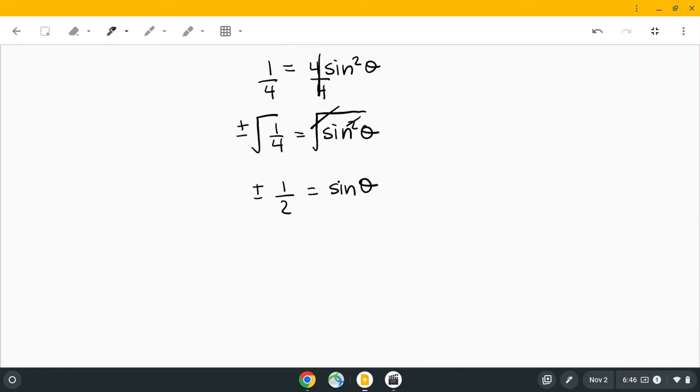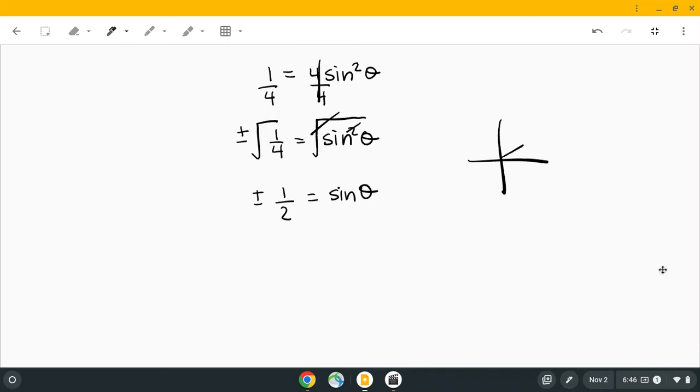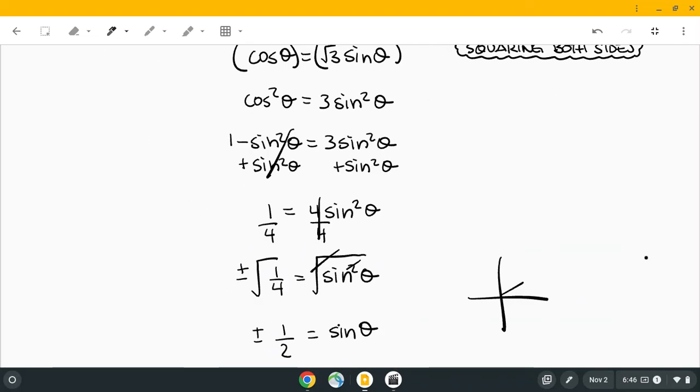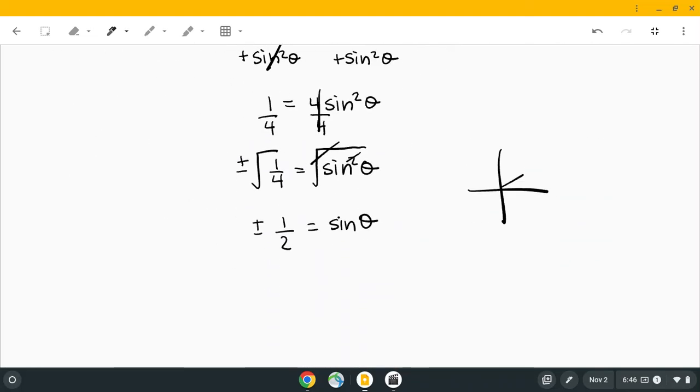All right, so sine theta equals plus minus 1/2. And that happens in all 4 quadrants, right? And are we in degrees? Yeah. All right, so that would be 30 degrees there. This quadrant, it would be 150 degrees. And then over here, it would be 210 degrees. And over here, it would be 330 degrees.